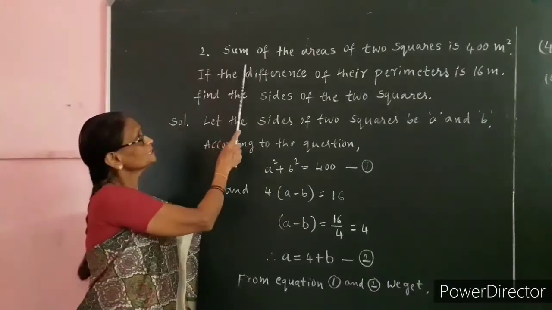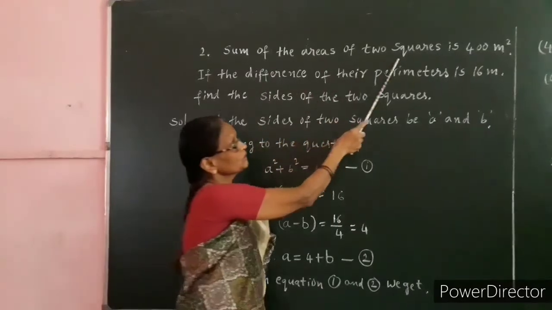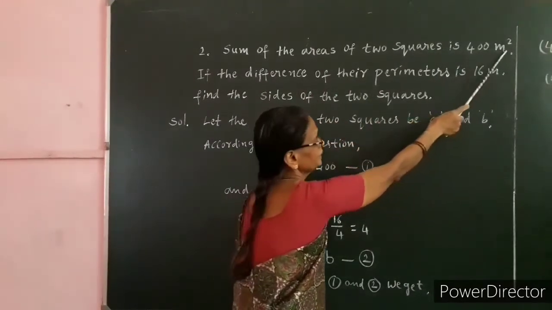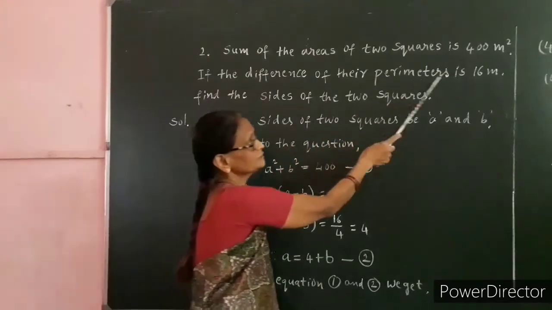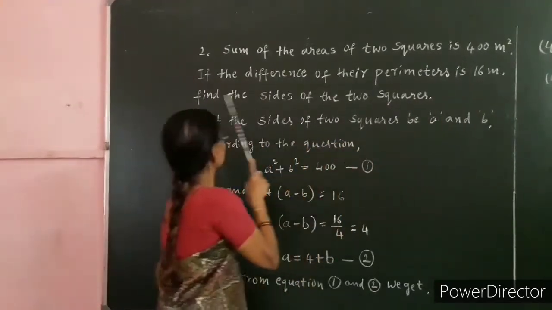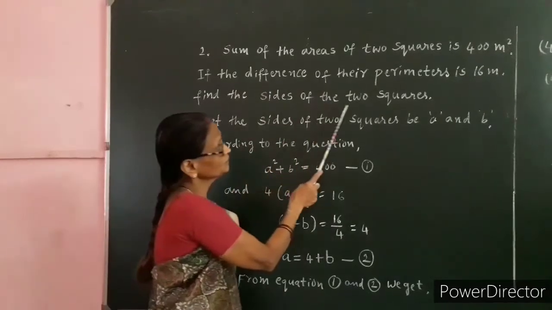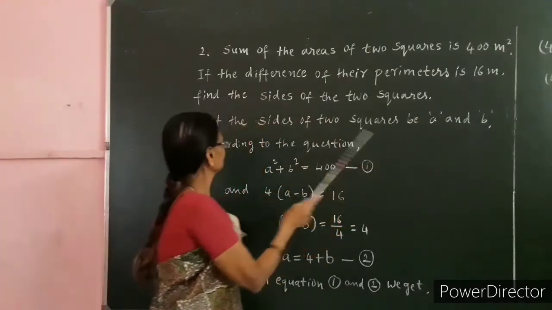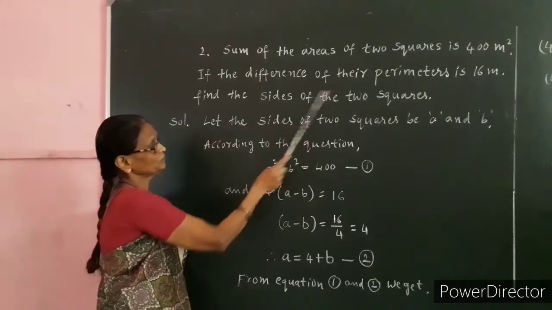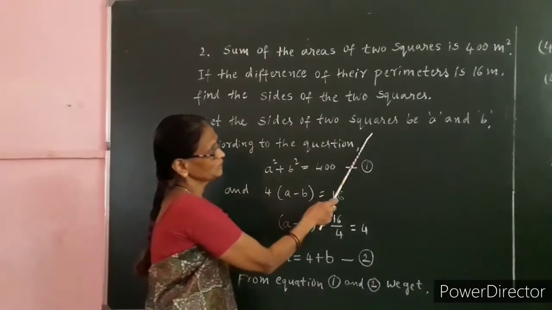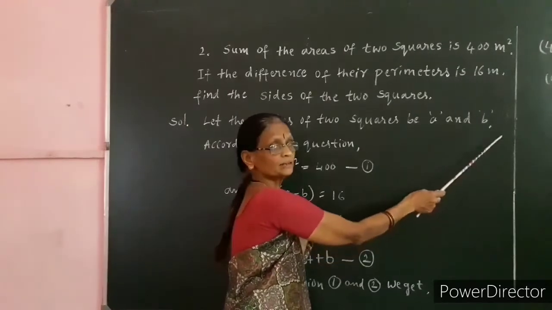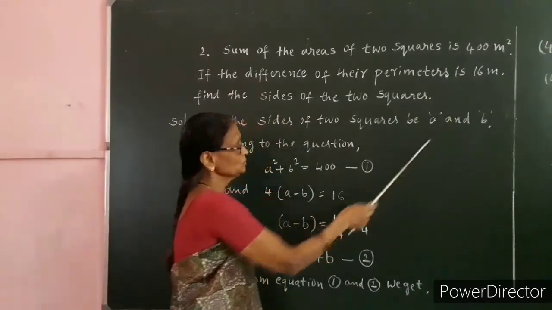Example 2: the sum of the areas of 2 squares is 400 meter square. If the difference of their perimeters is 60 meter, find the sides of the 2 squares. Children, the unknowns we take as the variables. So let the sides of the 2 squares be a and b.